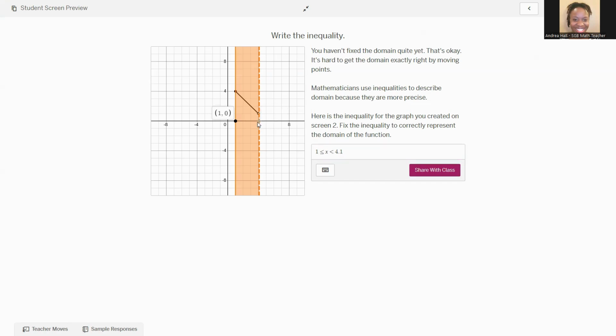There's an open dot here, so that's why we don't include it. It's not included, so we just say less than. This is using set notation. Okay? And that's how we would write this, and that's your domain.